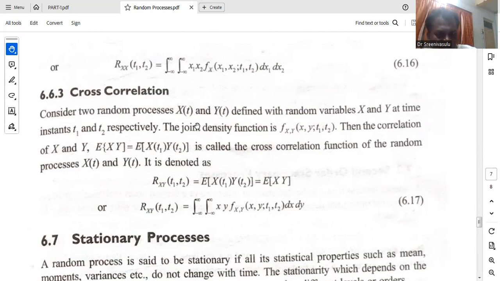Now, if we write this correlation, it is called cross correlation. It is the same formula, only instead of x2 we get y, with t1, t2. Instead of x1, x2, we write x, y or x1, y1; that is our choice. The integral of x y fXY(x, y; t1, t2) dx dy.